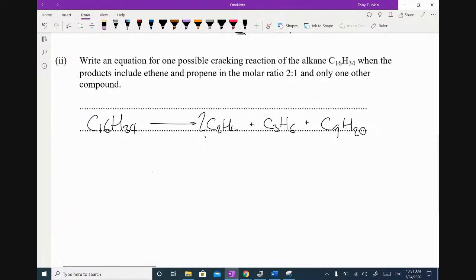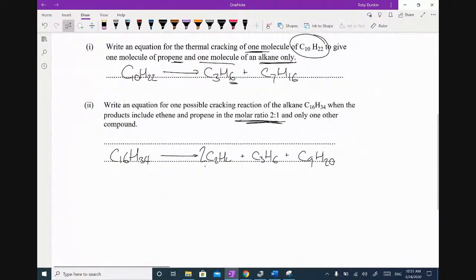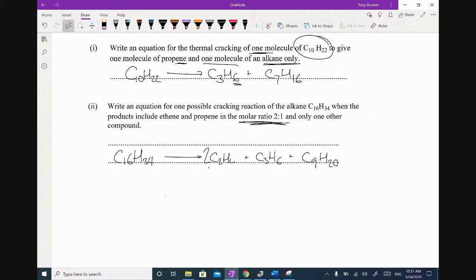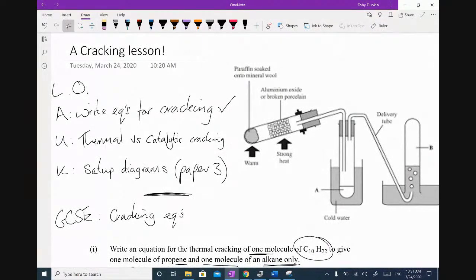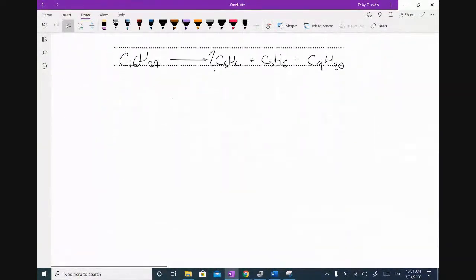So you can see that they're just making it complicated. Lots of students might freak out because of the words molar ratio. Please don't, no need to. It's not overly difficult. Right, so at this point, we can do equations, definitely, double tick. Yeah, next. Right, we need to now talk about thermal and catalytic cracking.